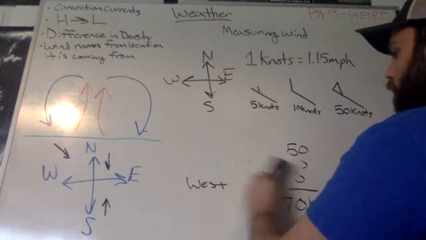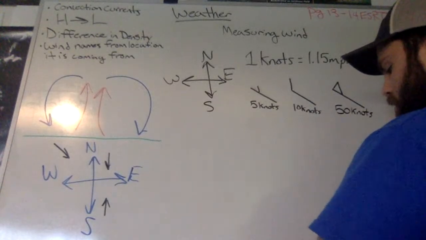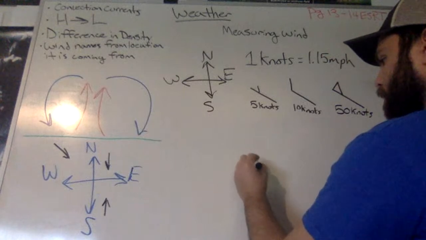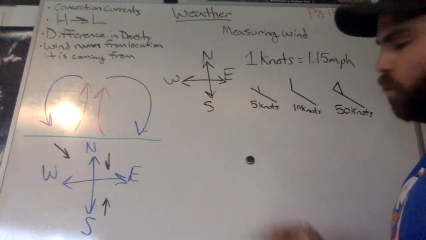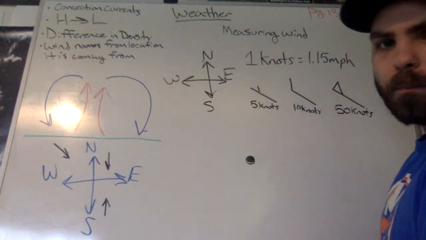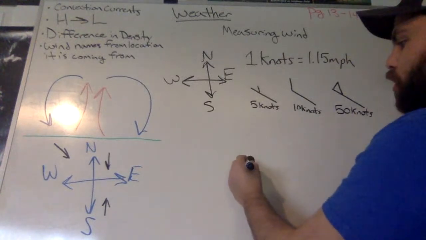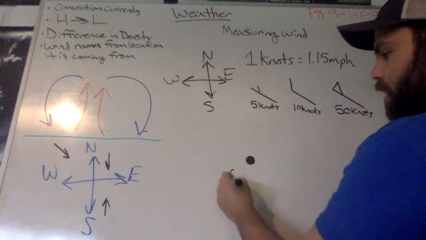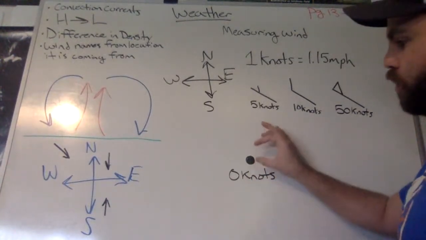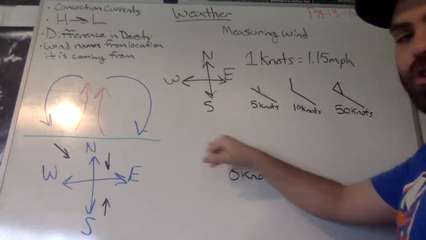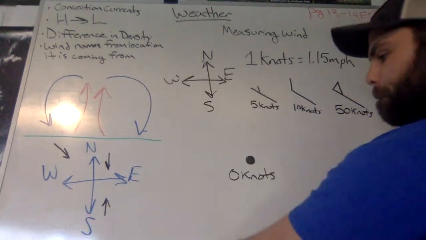So let's try one more. Let's say I give you your symbol, okay? Let's say I don't put anything on it. What's your wind speed going to be? Because when there's no line on it, that means no wind is going. So you're actually going to be 0 knots. It's kind of a trick question, okay? So if you have a dot like this, and there's no direction or wind speed, that means there's no wind. It means it's very calm.